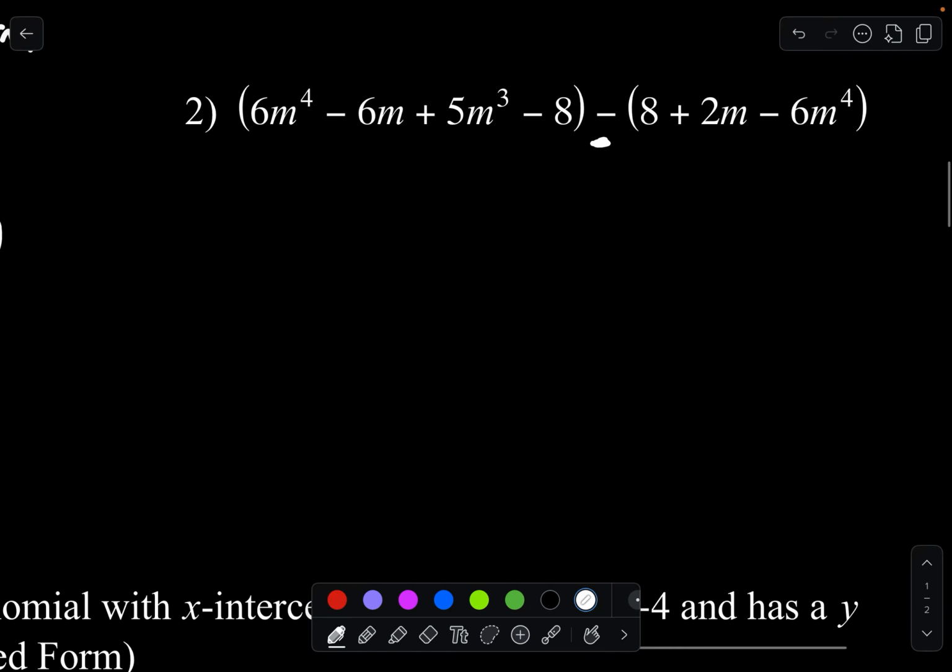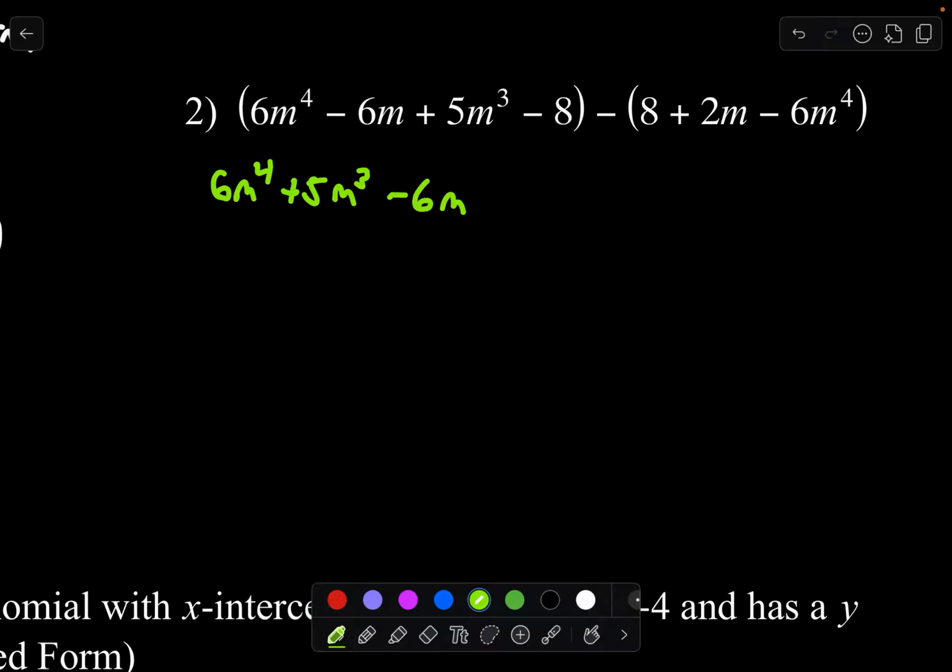All right, the next one, we're subtracting. So what I would argue is, again, reorder and make sure both polynomials are in standard form. The highest power on the first one is m to the fourth. Then it'll be plus 5m cubed. Then it'll be minus 6m minus 8. And then minus, I would again put the second polynomial in standard form, 6m to the fourth plus 2m plus 8.